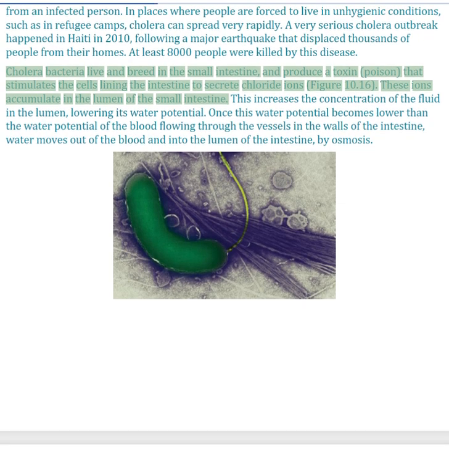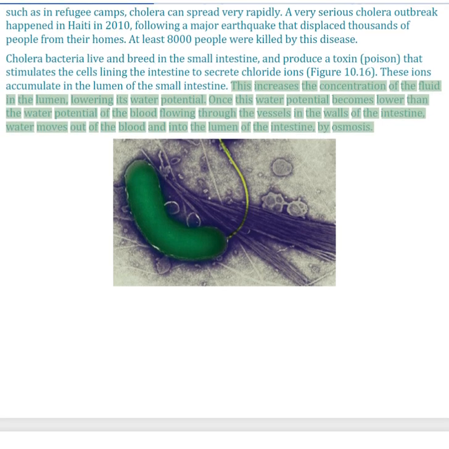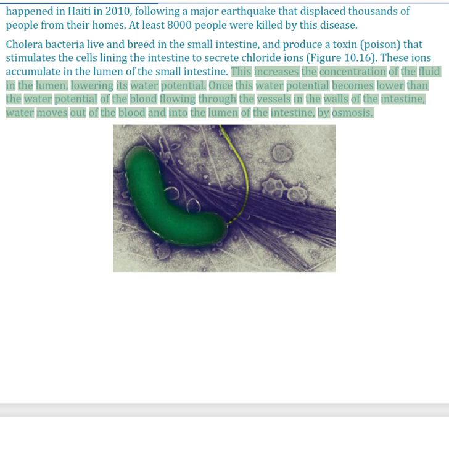Cholera bacteria live and breed in the small intestine, and produce a toxin that stimulates the cells lining the intestine to secrete chloride ions. These ions accumulate in the lumen of the small intestine. This increases the concentration of the fluid in the lumen, lowering its water potential. Once this water potential becomes lower than the water potential of the blood flowing through the vessels in the walls of the intestine, water moves out of the blood and into the lumen of the intestine by osmosis.